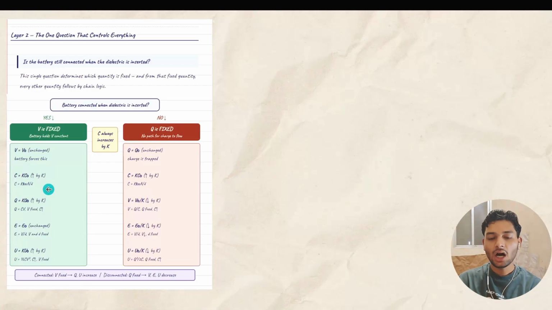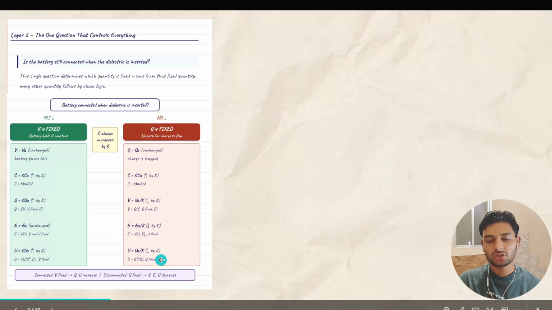So if you look here, in both cases the capacitance increases, while the charge remains constant in the one in which the battery is not connected, and the voltage remains constant in the one in which the battery is connected. So E equals E naught, unchanged, in the battery connected case, and in the battery not connected case, the electric field decreases because we don't have any charge flowing. So this is the obvious reason that the electric field would be reduced. And now U equals U naught by K, the energy also gets reduced.